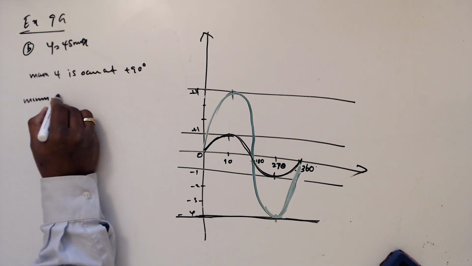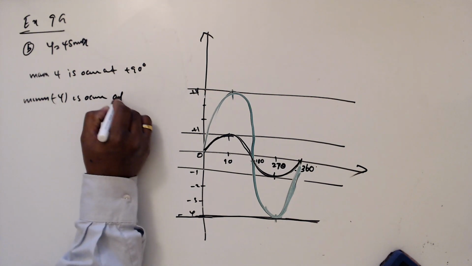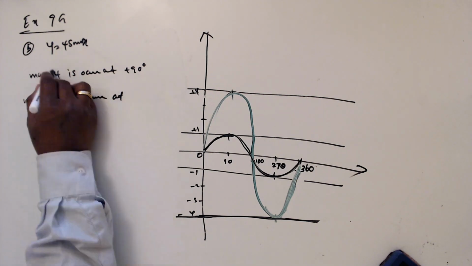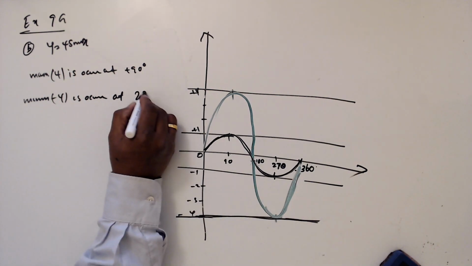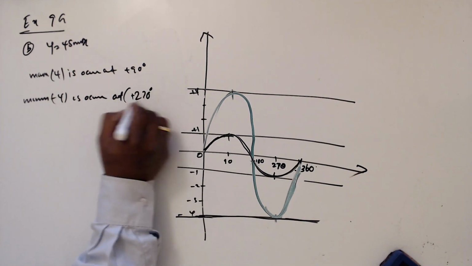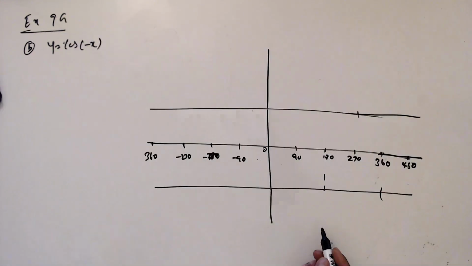And the minimum, minus 4, occurs at 270.